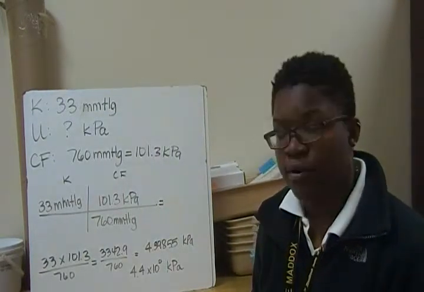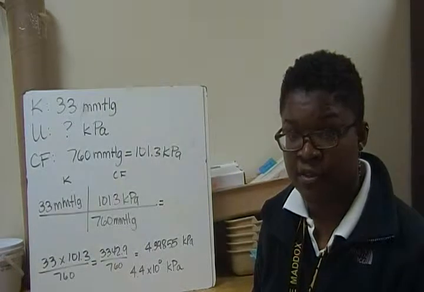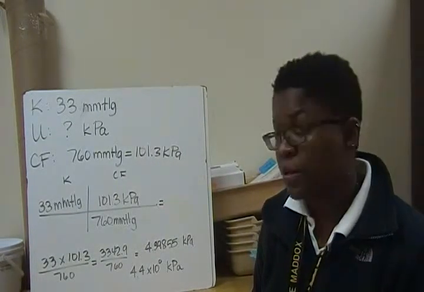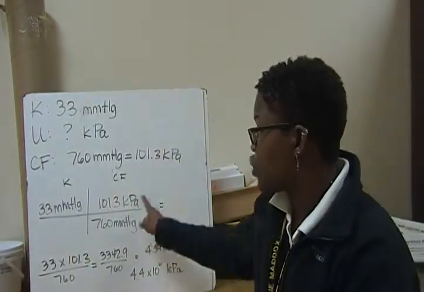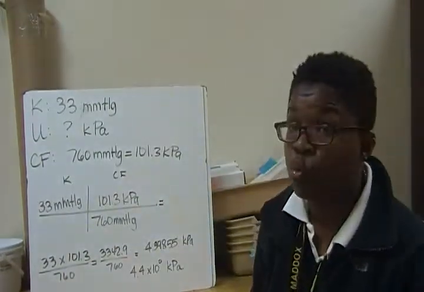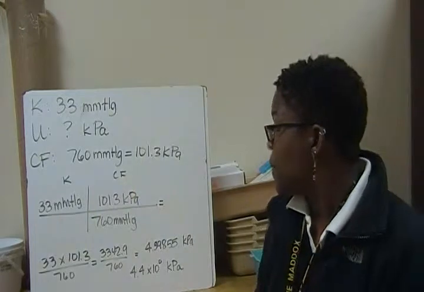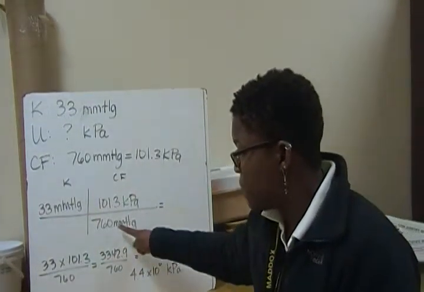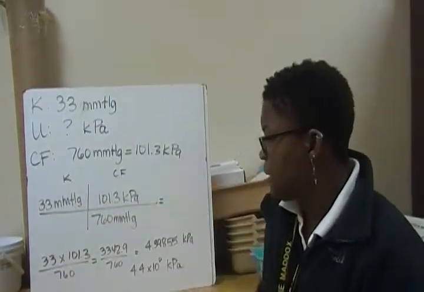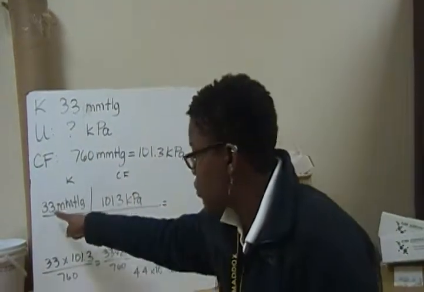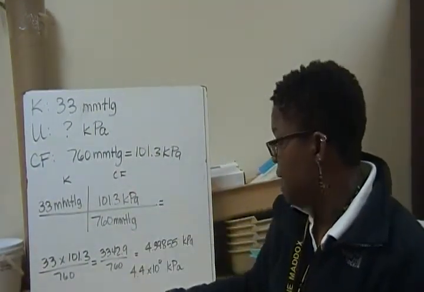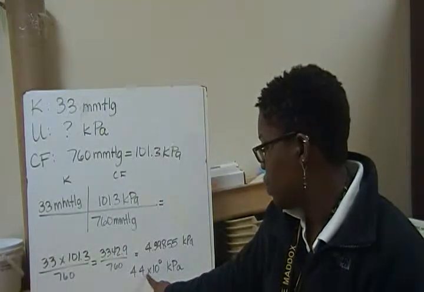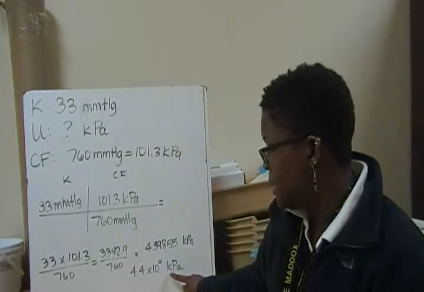Now when you set up your conversion factor, your brackets or your dimensional analysis, your known goes in the first one like always, and then your conversion factor goes in the second one. This is only a one-step problem. We put the millimeters of mercury on the bottom so that it can cancel, which will leave us with kPa. So we wind up with 33 times 101.3 divided by 760. And that's how we get 4.4 times 10 to the 0 kPa.